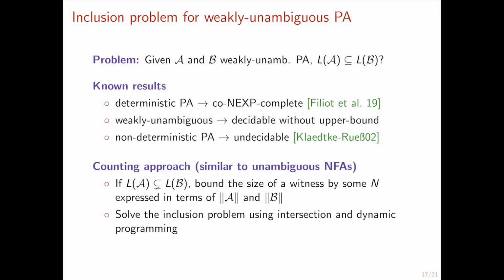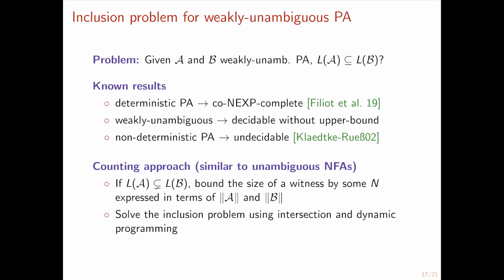This problem has already been studied in some cases. If the automata are deterministic, the problem is coNEXP-complete, provided that the semilinear set is represented by an existential Presburger formula. In the weakly unambiguous case, the decidability of the problem can be derived from the work of Castiglione and Massazza on RCM using our equivalence result. However, their approach does not provide any upper bound. For non-deterministic Parikh automata, the problem is undecidable since universality is already undecidable.